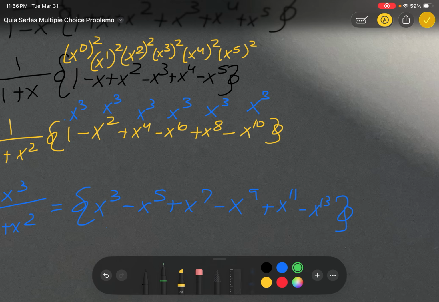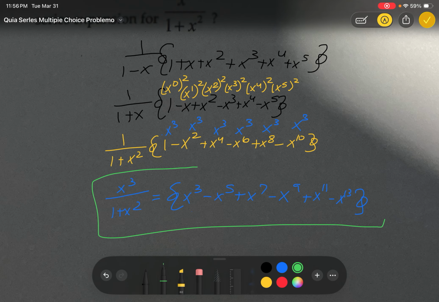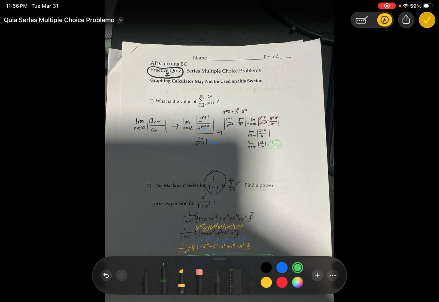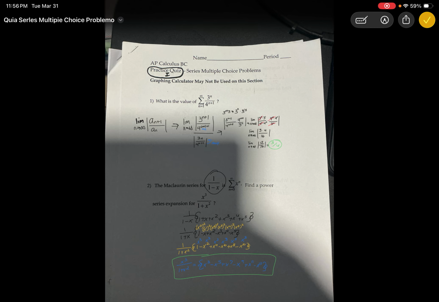And that is your final answer. This is the expansion of your series here. This concludes question number 2. I am moving on to the next set of 2 questions.